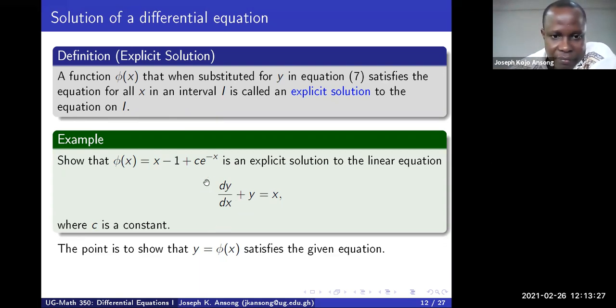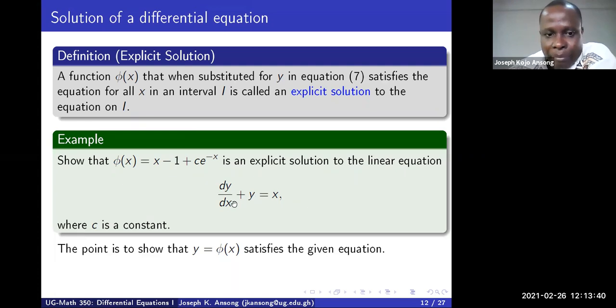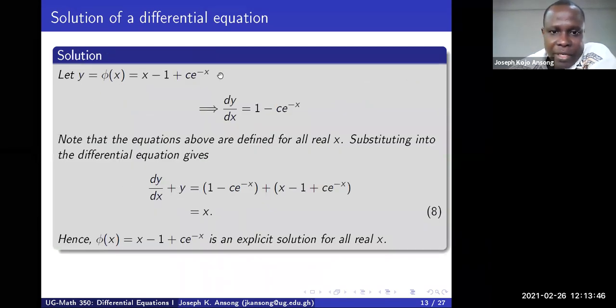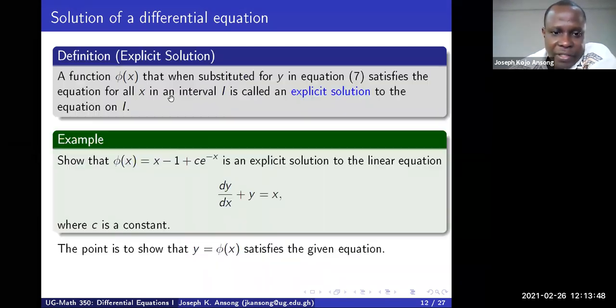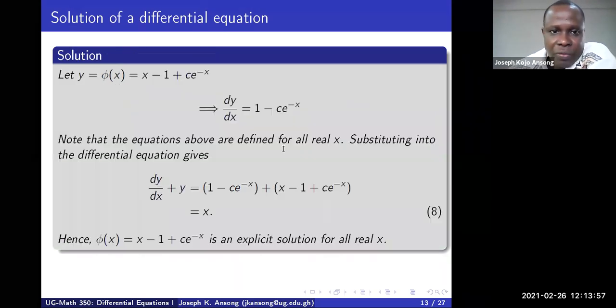C there is just a constant. So basically you want to show that if I replace y with this function, the left-hand side will be equal to the right-hand side. If that happens, then this function is actually a solution to this equation. So how do we do that? Let y be this, then find the derivative with respect to x, add it to the function, and see whether our answer will be x. That's what we do.